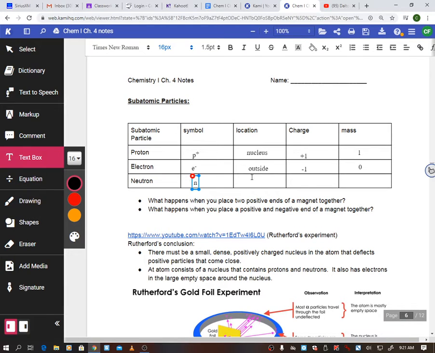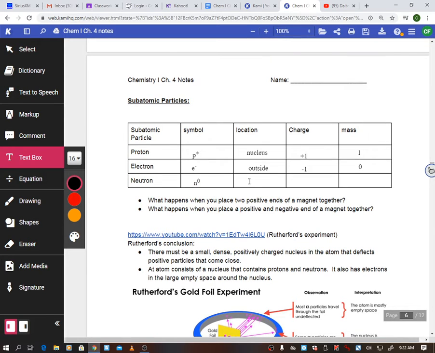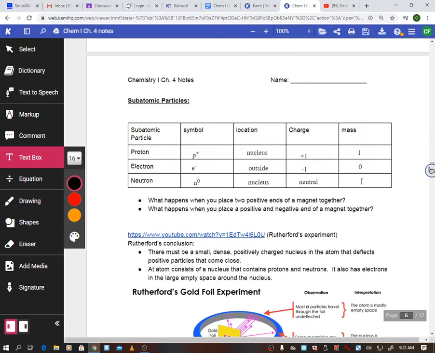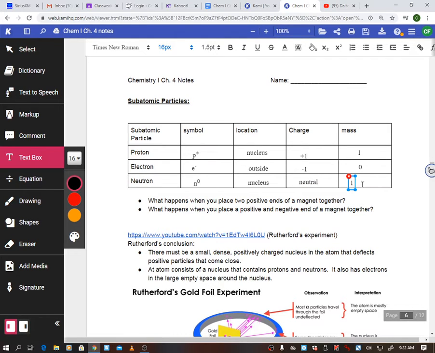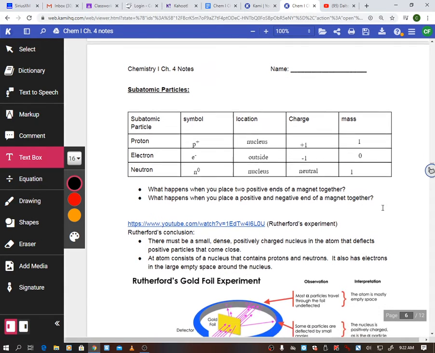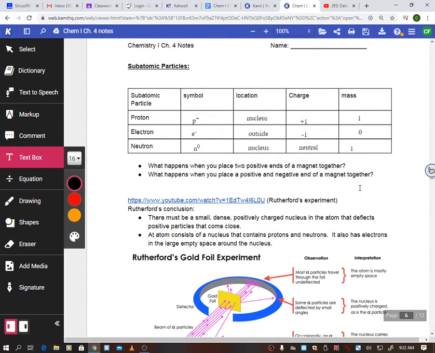Neutrons are N. Sometimes they'll just leave it at that, just an N. Sometimes you'll see N0, and the reason for that is because it is a neutral charge. The location of this one is in the nucleus, but the charge is neutral, so there is no charge. And neutrons weigh about 1 subatomic mass unit, is what they call it sometimes. All right, so that's that chart. This is going to be really important. We'll use this throughout the year, so we need to know these things, and we'll have a lot of worksheets dealing with the masses, the charges, all that.